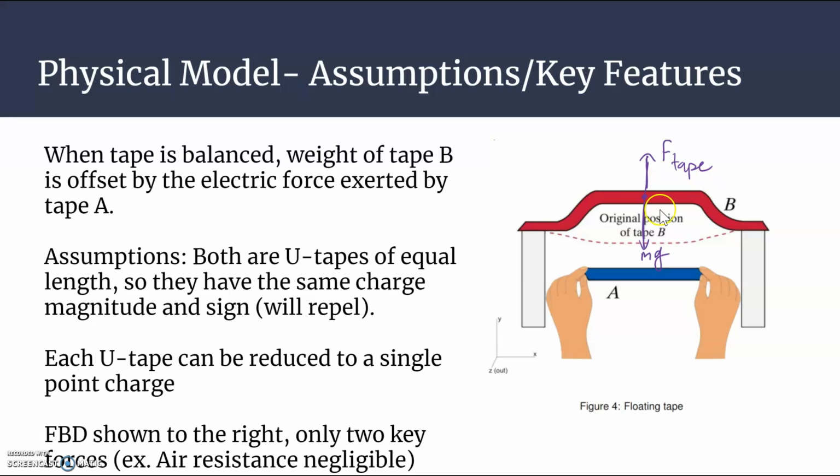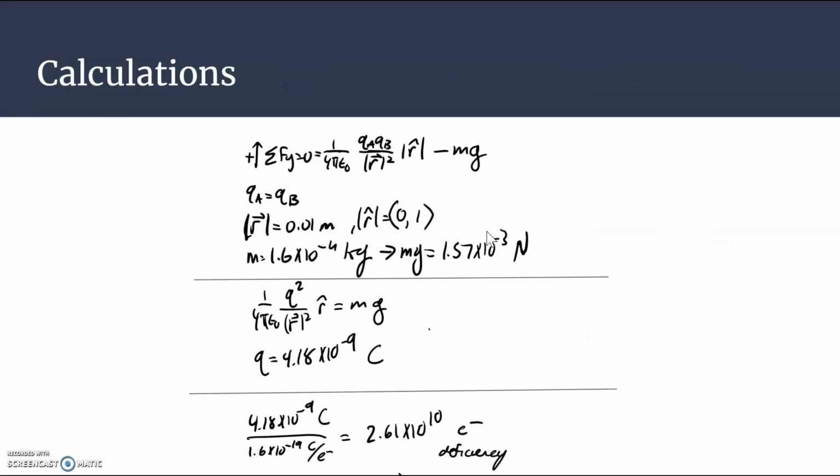When the tape is balanced, the force of the weight from tape B is directly offset by the electric force exerted by tape A. In other words, they're in static equilibrium. Both are U-tapes of equal length, so they have the same charge magnitude and sign and should repel. Each U-tape could also be reduced to a single point charge. Finally, the free body diagram is shown to the right with only two key forces, the weight and the electric force. All other forces such as air resistance were negligible in this case.